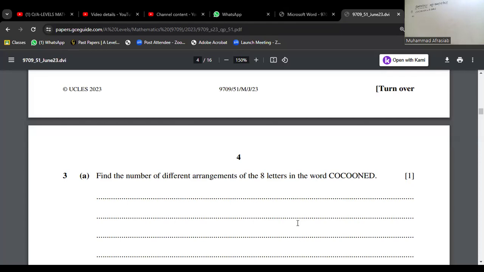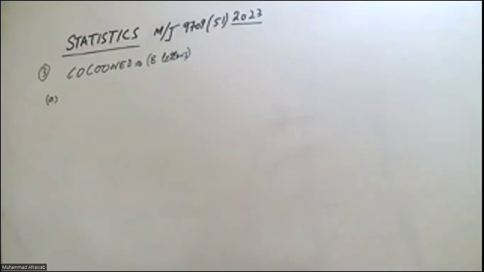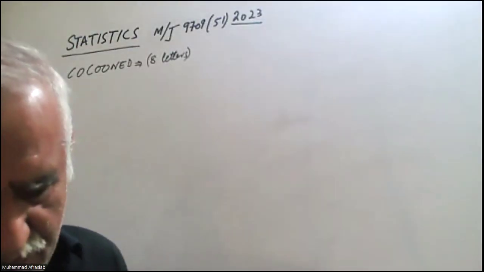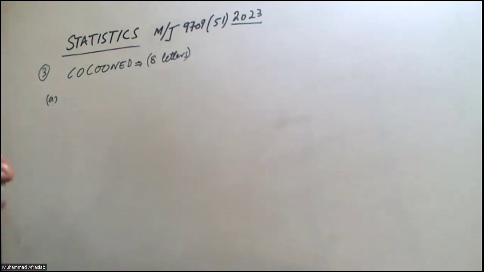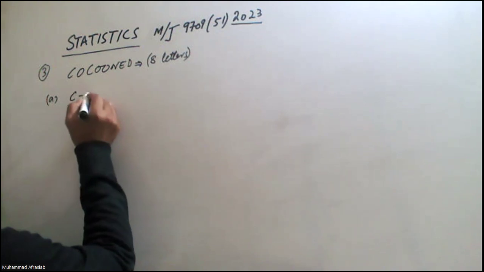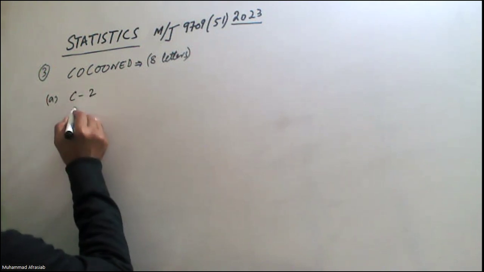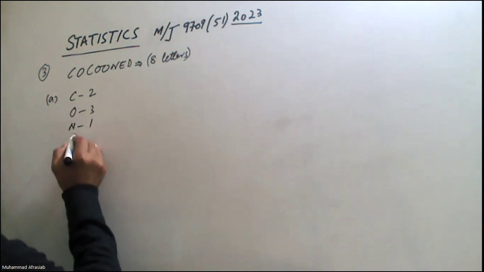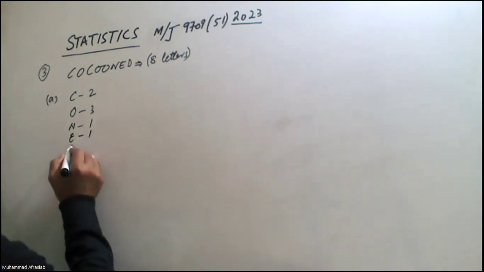So there is a word specifically mentioned, arrangement. So it means it is the permutation topic. So basically there is 2 C's, 3 O's, 1 N, 1 E, and 1 D.